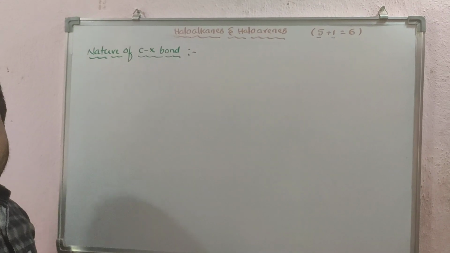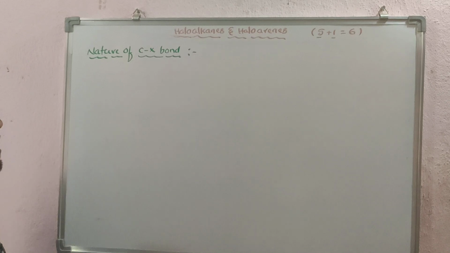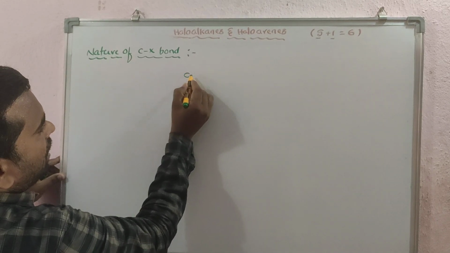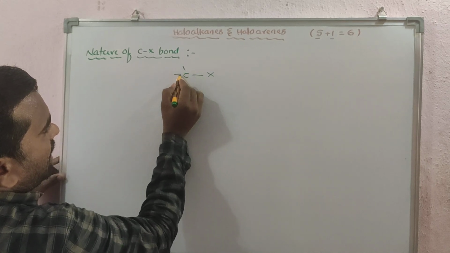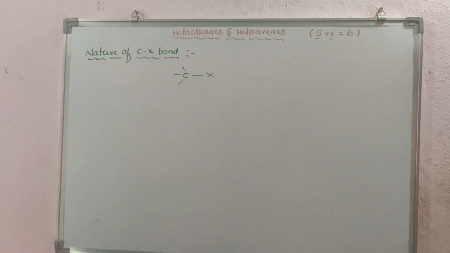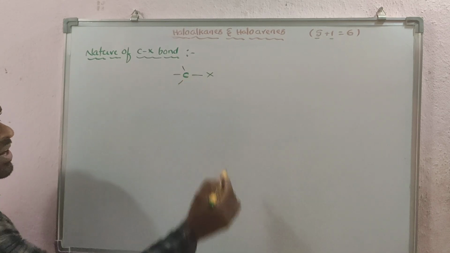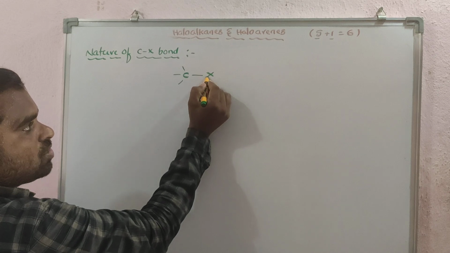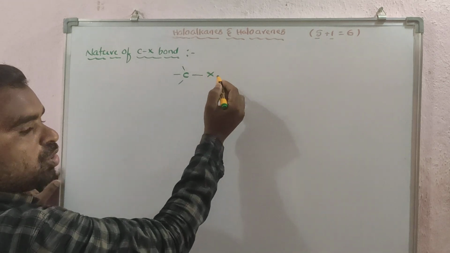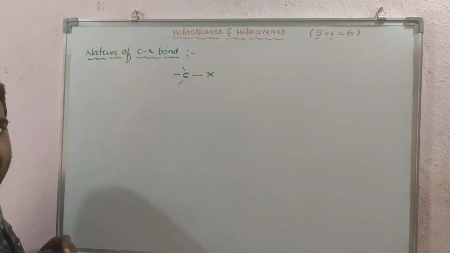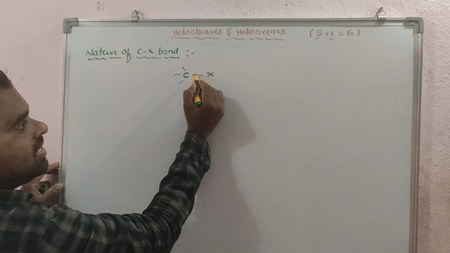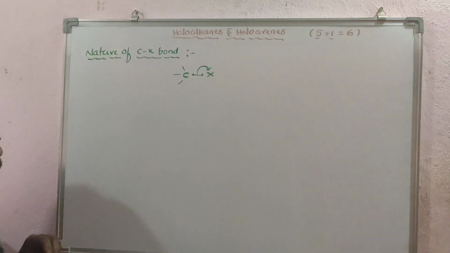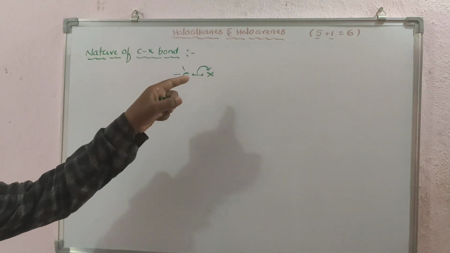Next one is the nature of the C-X bond. Now you know that in an alkyl halide, the halogen atom is attached to the carbon. The halogen is more electronegative compared to the carbon, so the pair of electrons will be taken by the more electronegative atom, that is the halogen.